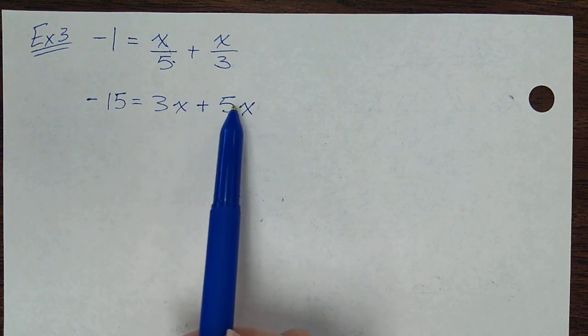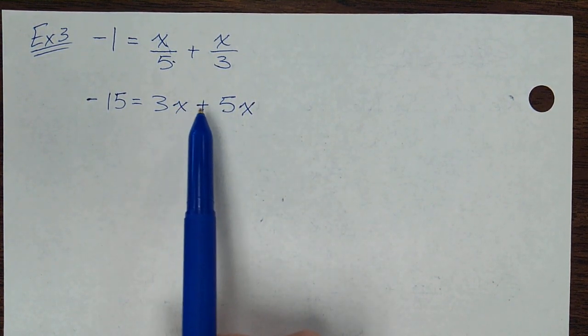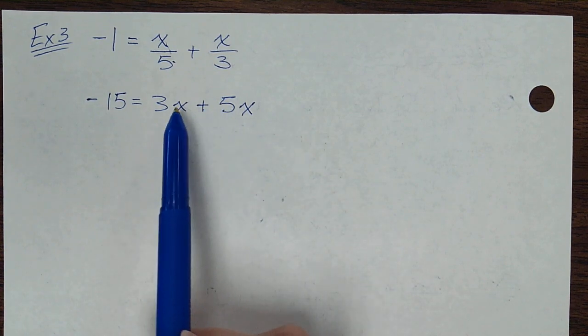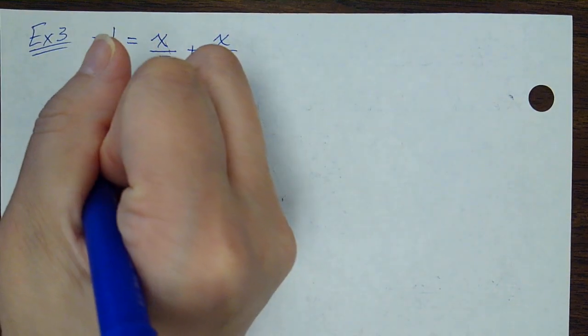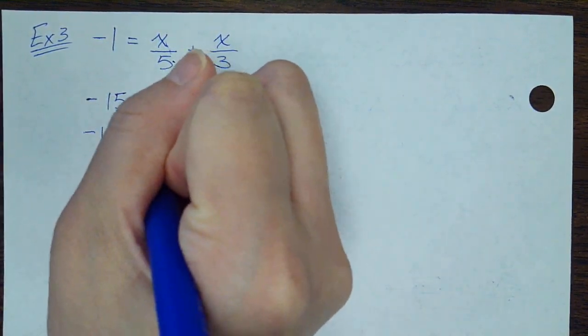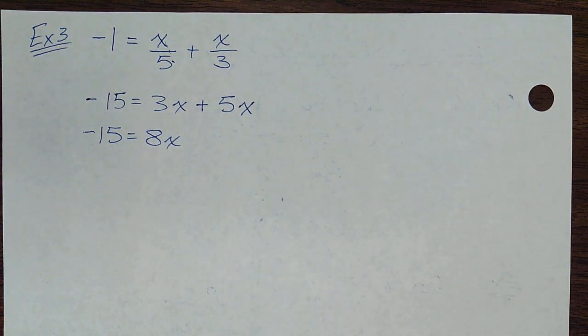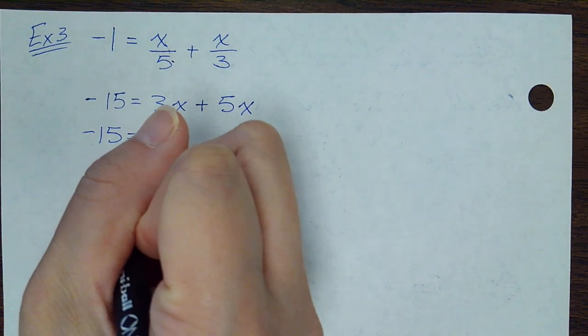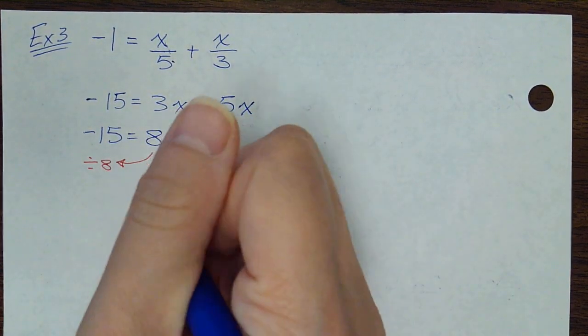Why can Vincent add it? Same variable, like terms. These are like terms. 3x plus 5x. It was in the last chapter, remember? So I can actually group them together and make them 8x. Now I can do what Sapir said. What do I do with that 8? By dividing. So what's my final answer?